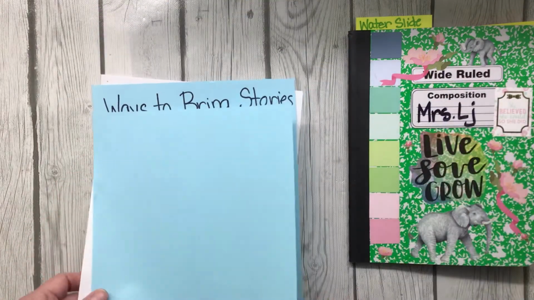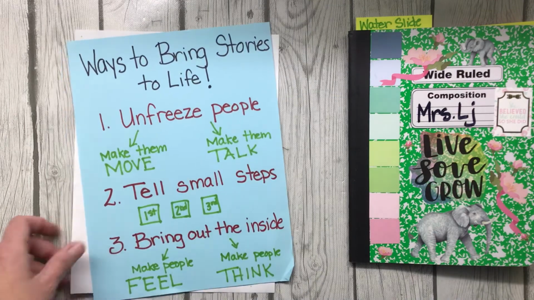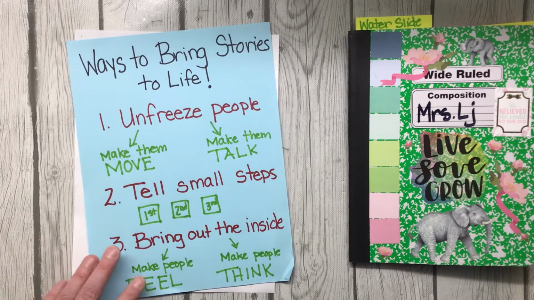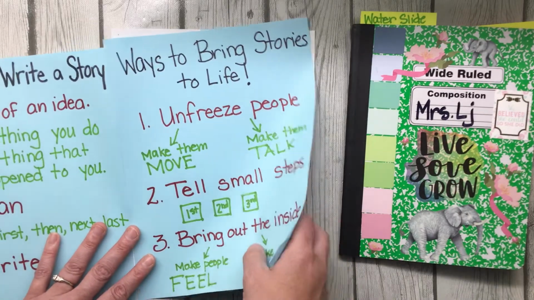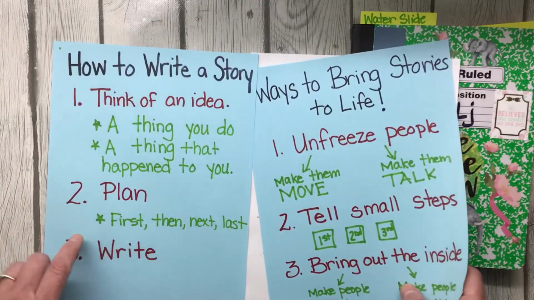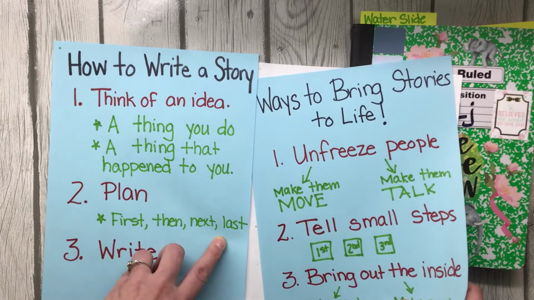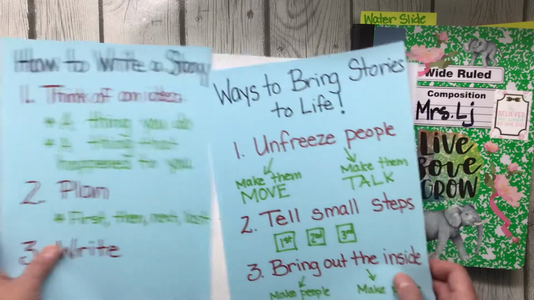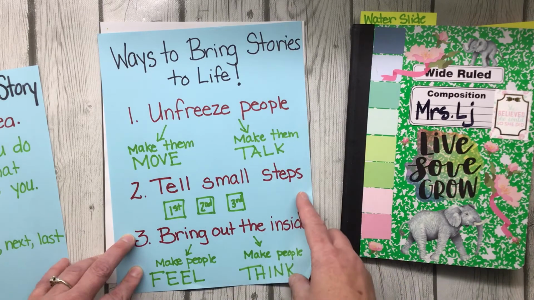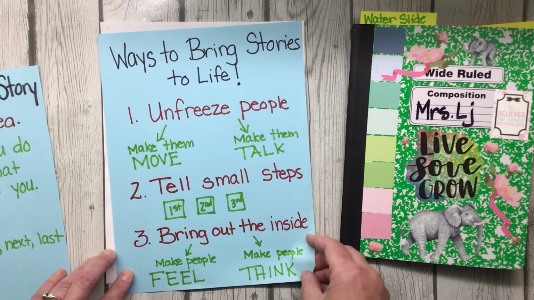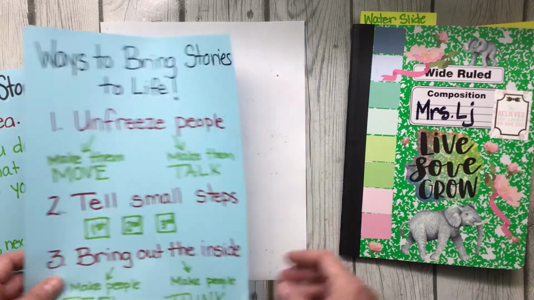So I have a true story to share with you, and I want you to try and notice all of these things. What was my idea? When I planned, did I go in order? First, then next, last? Did I unfreeze people to make it interesting? Did I tell small steps? And did I bring out the insides?